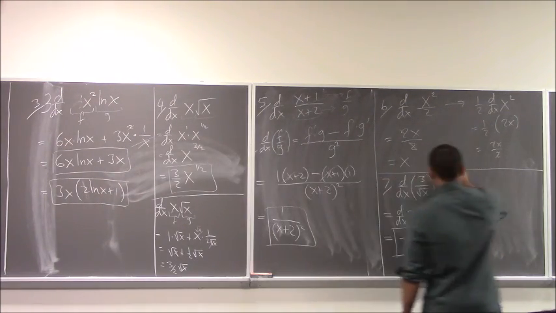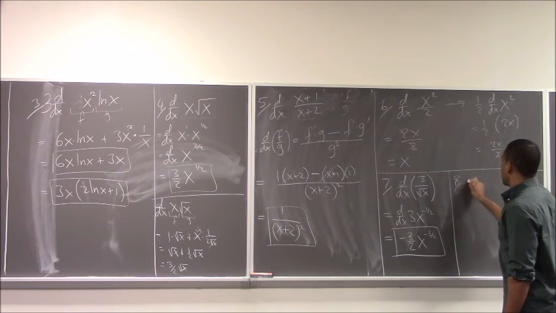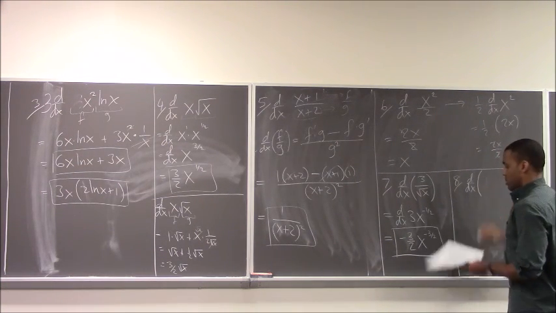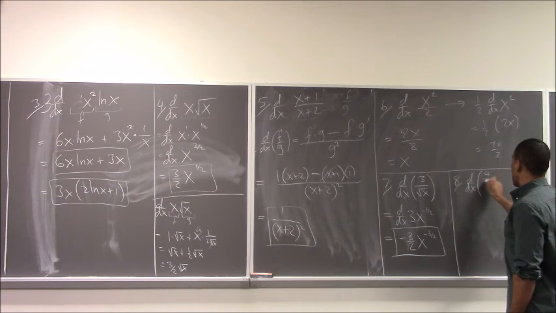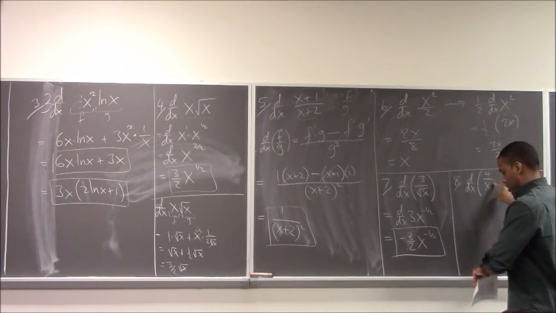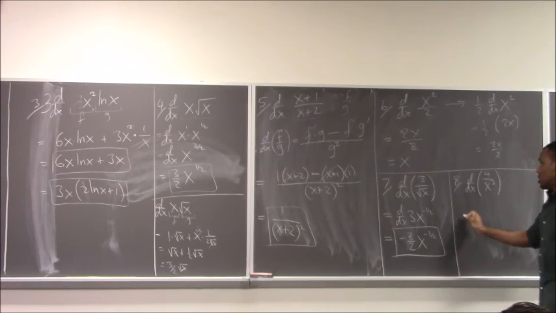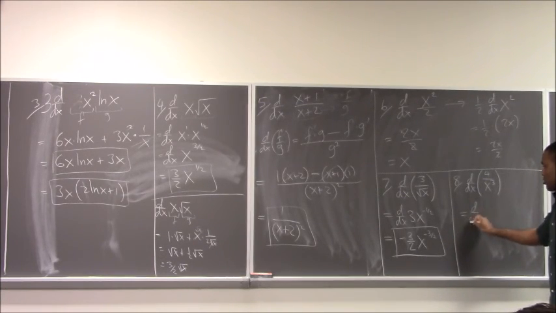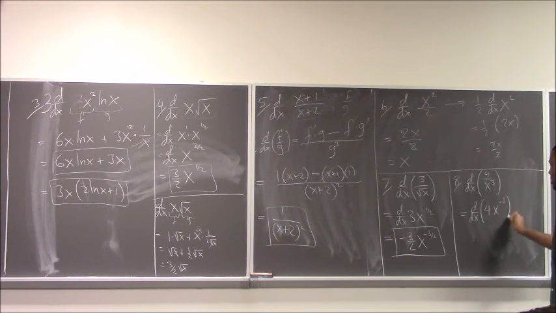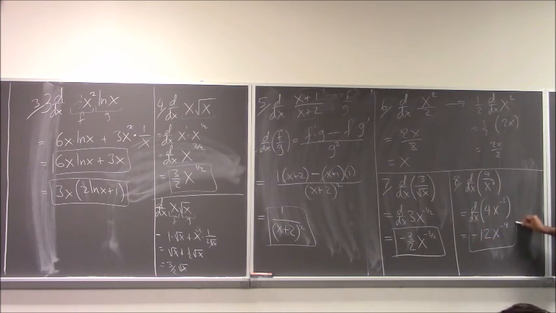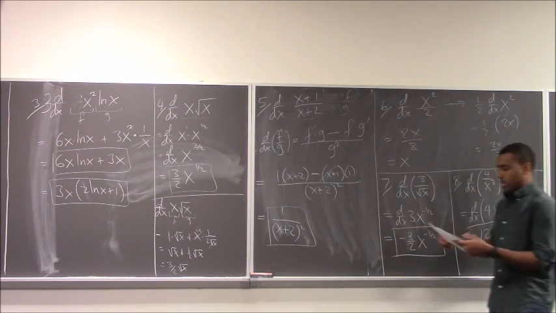The next example, very similar. So I see something like 4 over x cubed. I wouldn't do the quotient rule, I would just realize that that's the derivative of 4x to the minus 3, and then do the power rule. So that's minus 12 x to the minus 3. Next page.